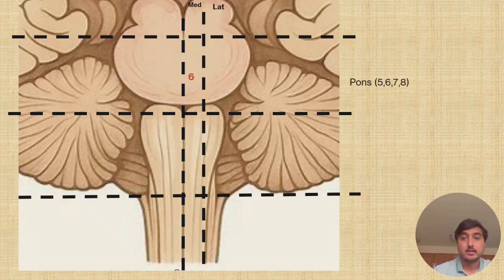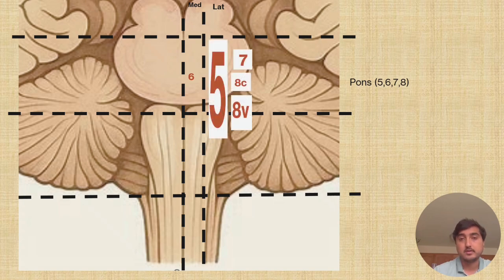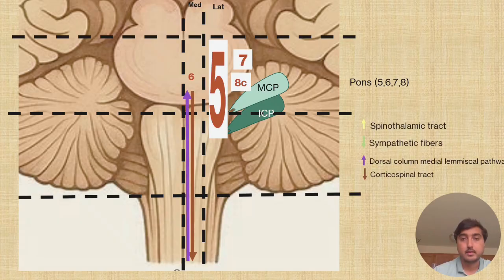And in pons we have the cranial nerves 5, 6, 7, and 8 following the rule of 4s, and 6. Cranial nerve number 6, since it is a prime number of 12, is lying towards the center, whereas cranial nerves 5, 7, and 8 are lying on the lateral sides. Besides this, we have the medial and the inferior cerebellar peduncles on the lateral side.